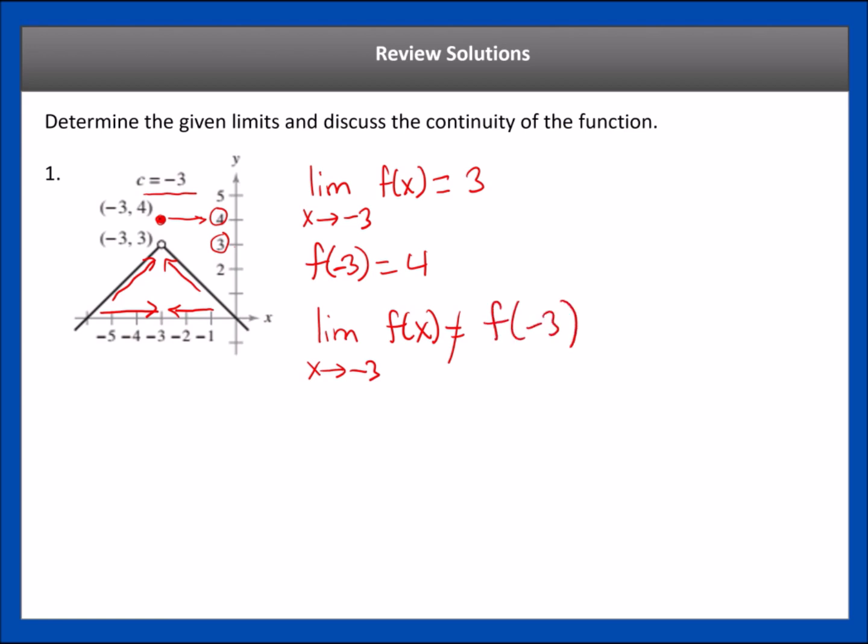And therefore, we're going to say it's not continuous at x equals -3. And in fact, it's removable because we know that the limit exists, and the one-sided limits exist. We know that the limit exists, but it doesn't agree with the value of the function at that point. So we're going to say there's a hole. It's a removable discontinuity.